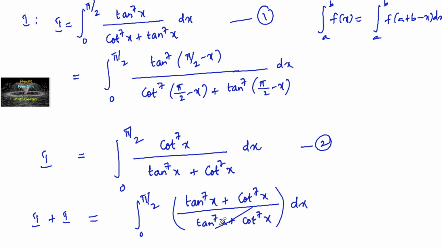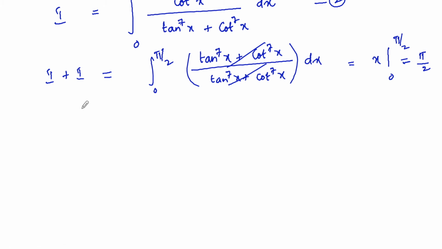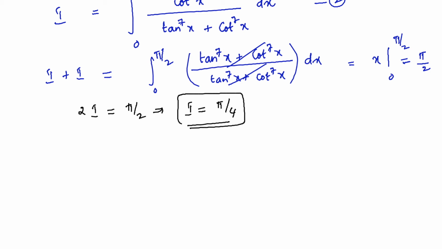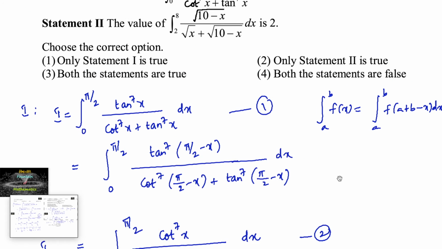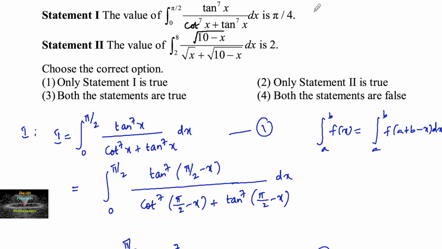dx, which is equal to 1 dx, that is x, from 0 to pi by 2. So this is pi by 2. So 2 times I is equal to pi by 2, which implies I, or the integral, is pi upon 4. So we can say that our statement is, since it is given pi by 4, true. So statement 1 is true, and let's find statement 2.